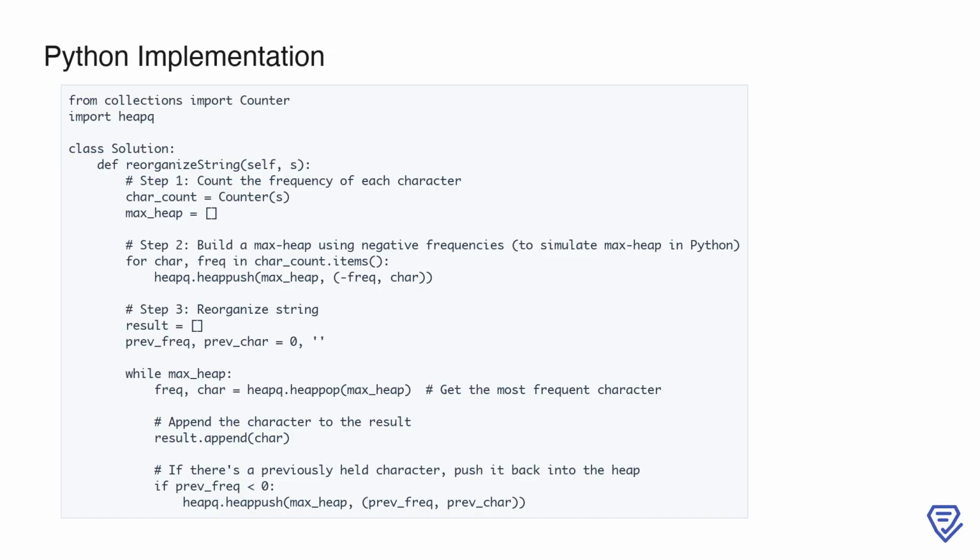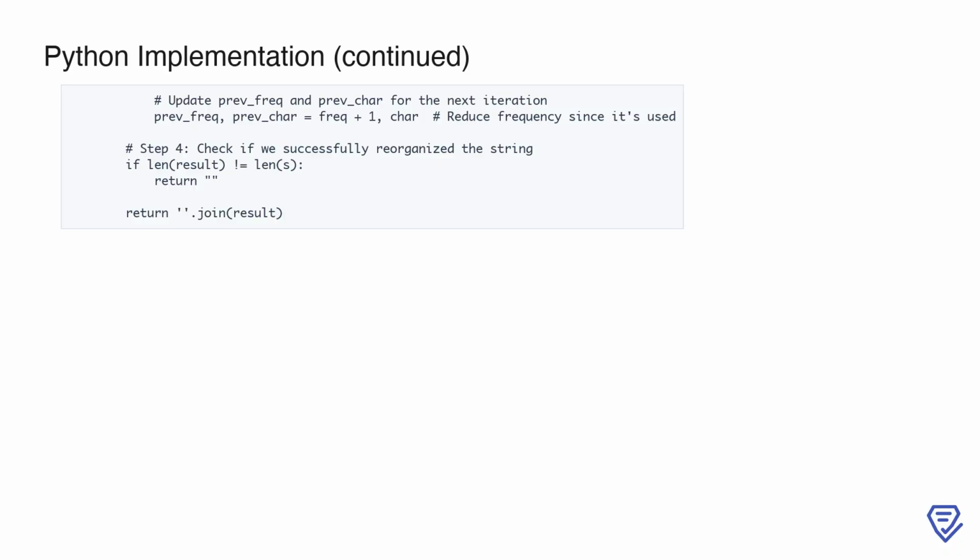Once the heap is built, we move on to reorganizing the string. We do this by repeatedly popping the character with the highest frequency from the heap using heapq.heappop. This ensures that we always deal with the most frequent character first. The character is then appended to the result list. Additionally, if there's a previously held character from the prior iteration, we push it back into the heap as long as its frequency is still less than 0, meaning it still has occurrences left to be placed in the result string. After processing the current character, we update the prev_frequency and prev_char variables to keep track of the character we just used and its updated frequency.